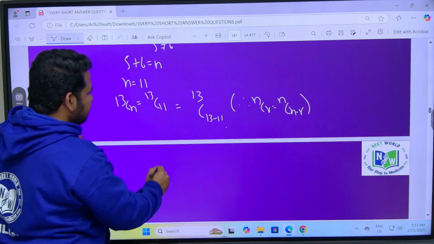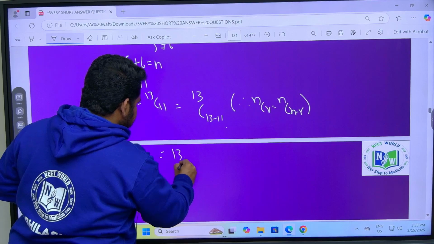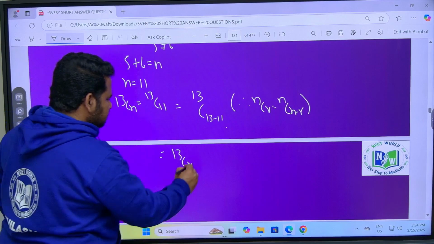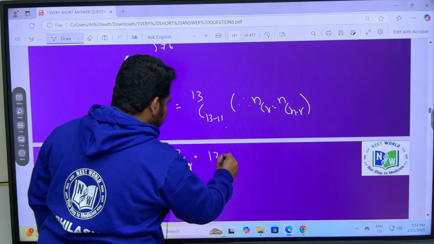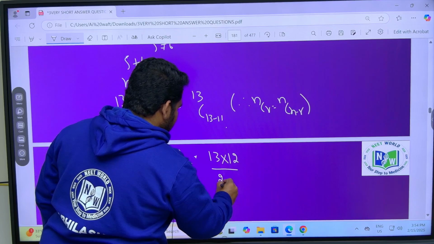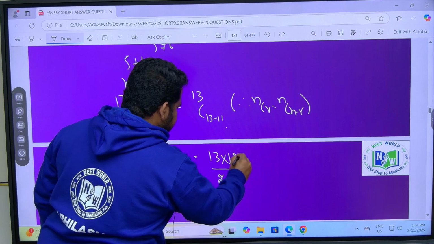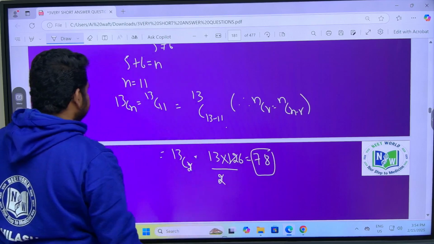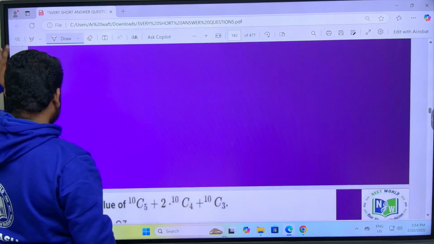So that will become, friends, 13C2. 13C2 is equal to what? It can be written as 13 into 12 divided by 2. So this will be 2 1s are 2, 6s are 13 6s are 78. So the answer to this question is 78. Got it, friends? Let's move to the next question.